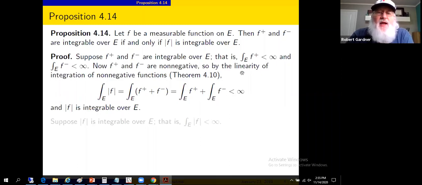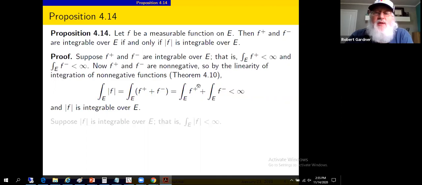We have linearity for non-negative functions. We've expressed previously the absolute value of f as the positive part of f plus the negative part of f. Well, that's an integral of a linear combination. Theorem 410 says the integral of a linear combination is a linear combination of the integrals. And Theorem 410 said that for class 2 functions, for non-negative functions. Okay, well, that's what we've got in this particular computation.